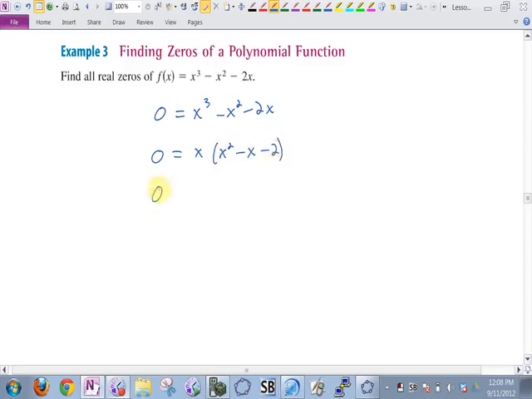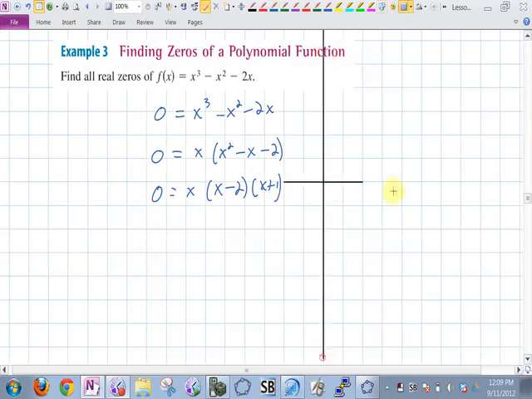And then that trinomial can be factored down to x minus 2, x plus 1. Now I know, beyond a shadow of a doubt, all 3 of these zeros are what? Real. Are any of them repeated? No. I know the end behavior. Could I draw a quick sketch of this?